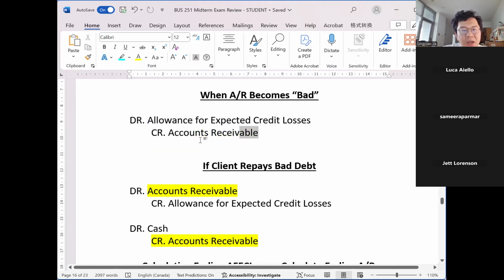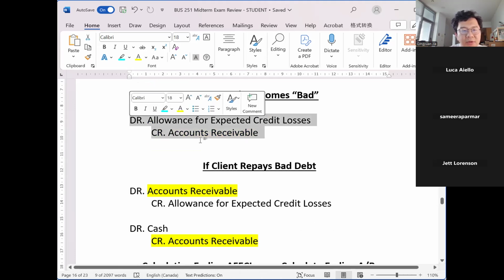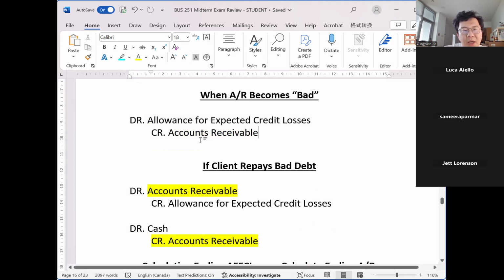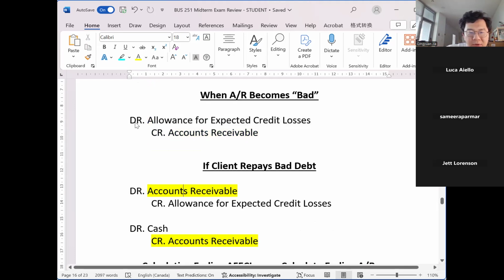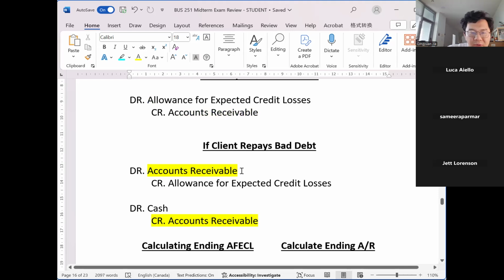Because this is when the account receivable became bad. We thought that we would not collect this portion anymore, so we credited account receivable. And when the client repays it, what we did previously is actually wrong, so we have to do the reverse one. We make this reverse, so we have more account receivable. But this client repays us already, so again we decrease the account receivable and debit cash to show that.